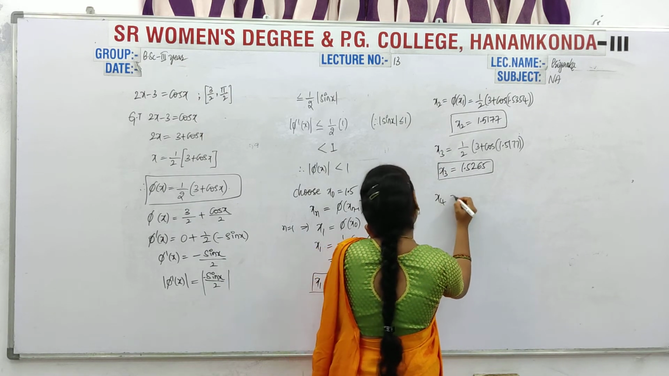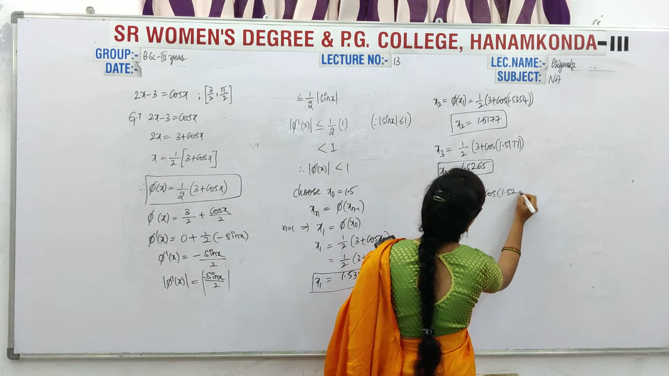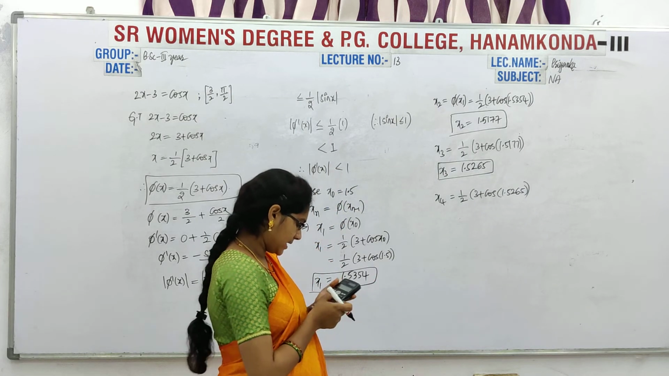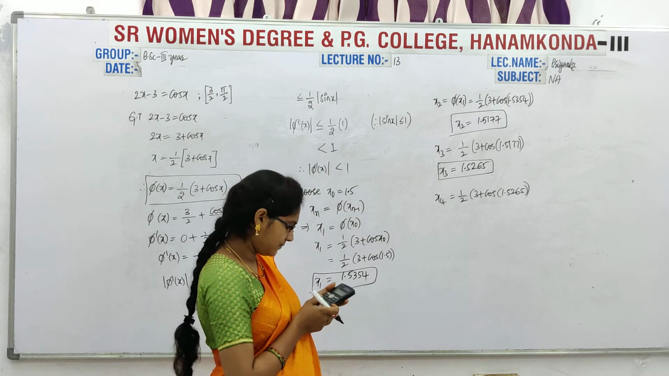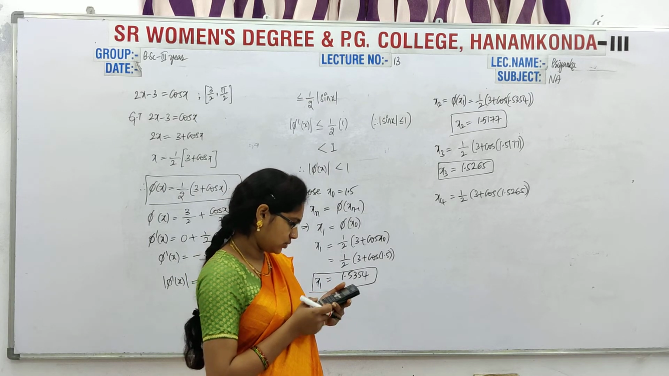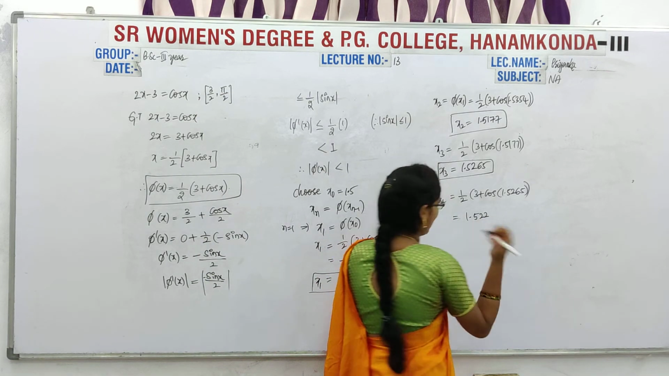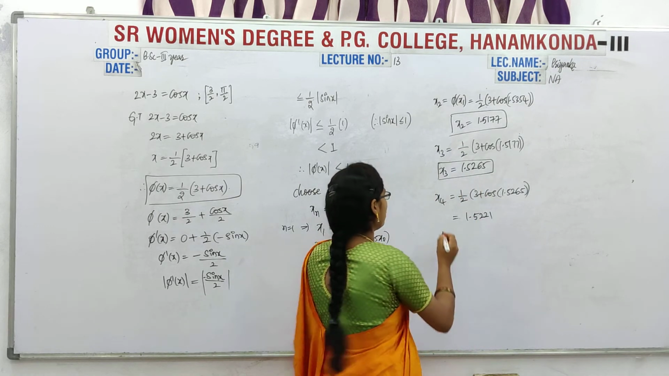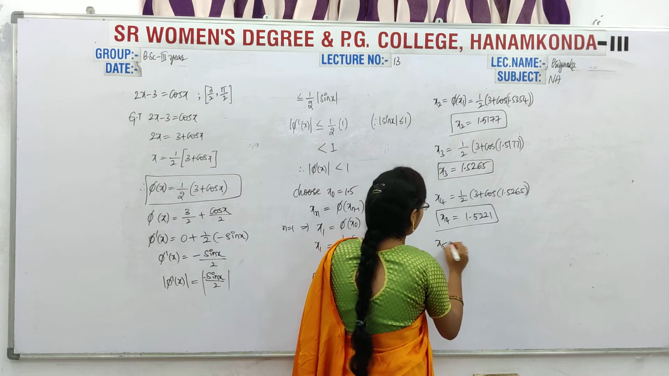Now x4 equals 1 by 2 of 3 plus cos of 1.5265. Okay. Now calculate cos of 1.5265 plus 3 divided by 2. Now 1.52214 I have. So simply I am taking 1.5221. Up to 1.52, yes, it is the same. But the value we have to check up to 4 decimals. So that's why again x5.